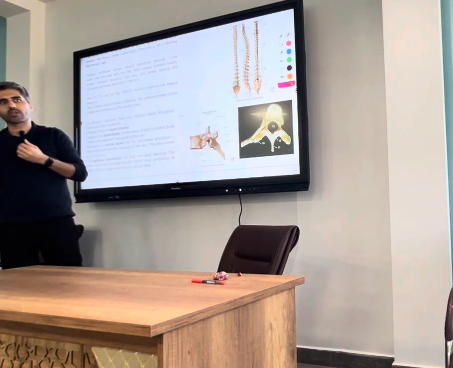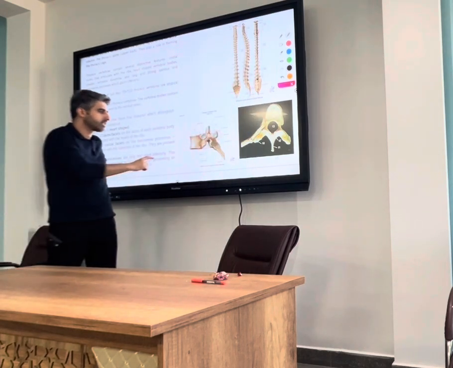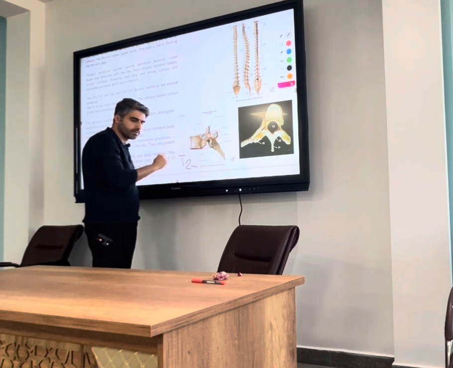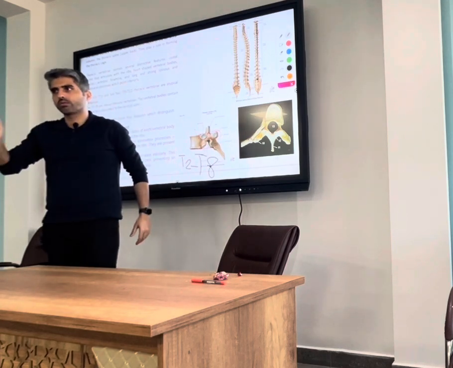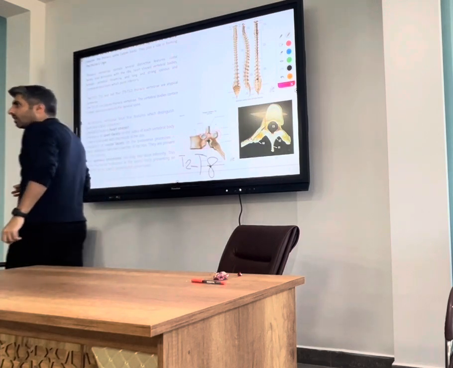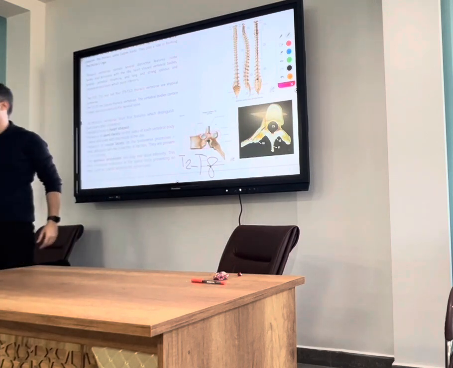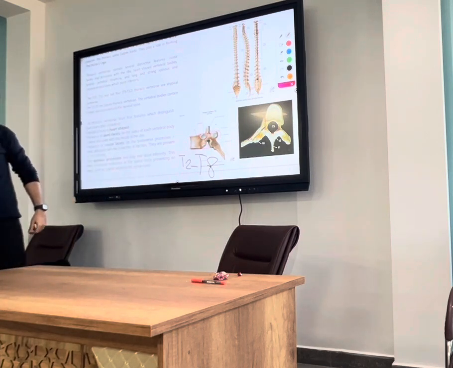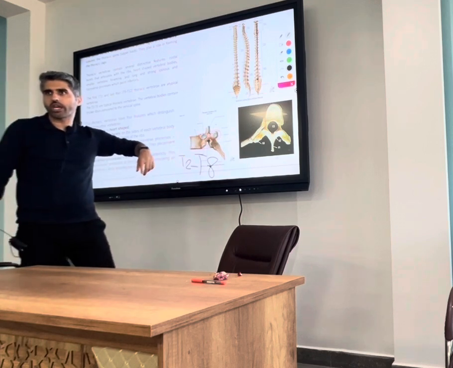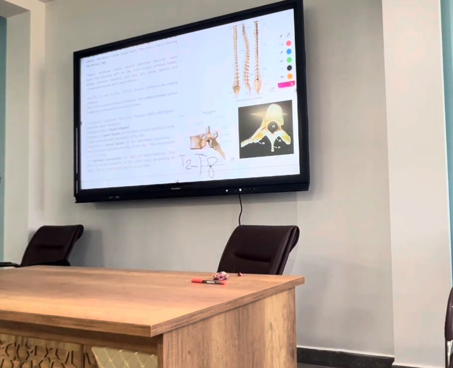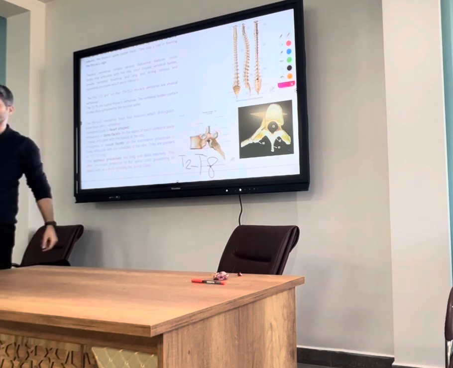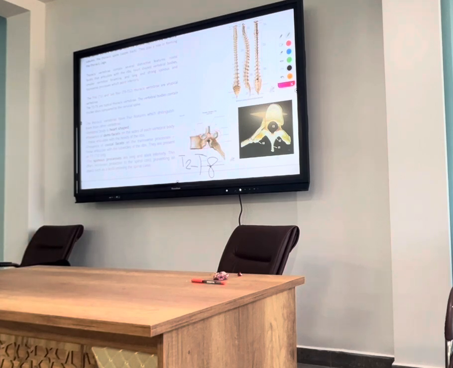Which thoracic vertebra is typical? T2 to T8. 2, 3, 4, 5, 6, 7, 8. But 1, 9, 10, 11, 12, they are not normal. They don't have this shape. Normal is 2 to 8. 1 is not normal, not typical. 9, 10, 11, 12 are not normal. Okay?